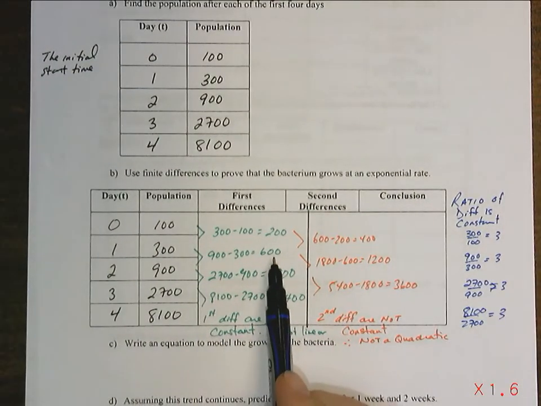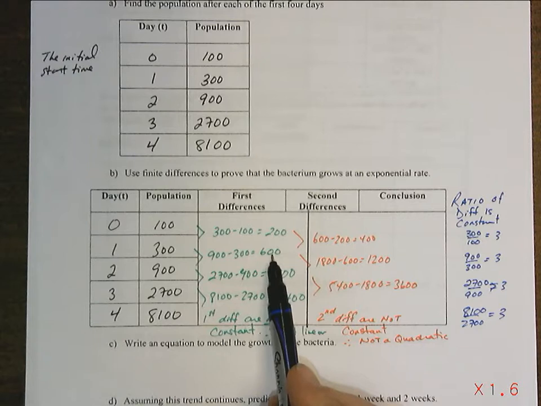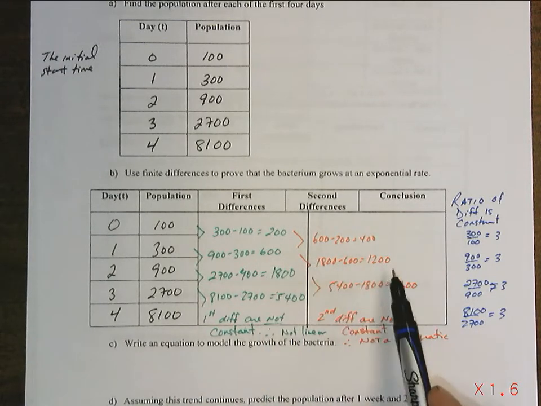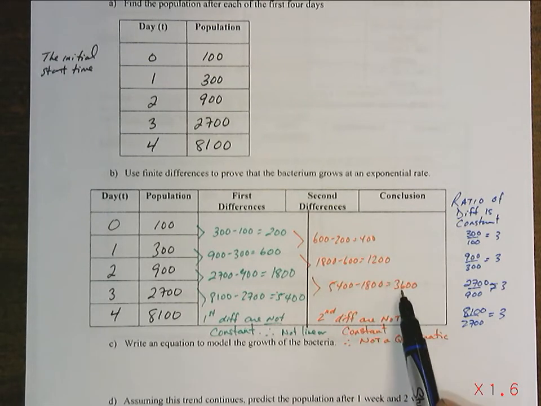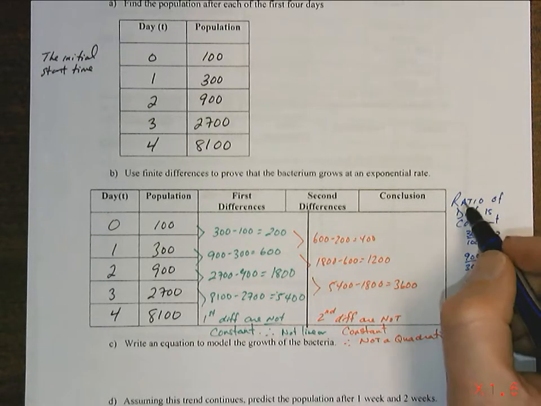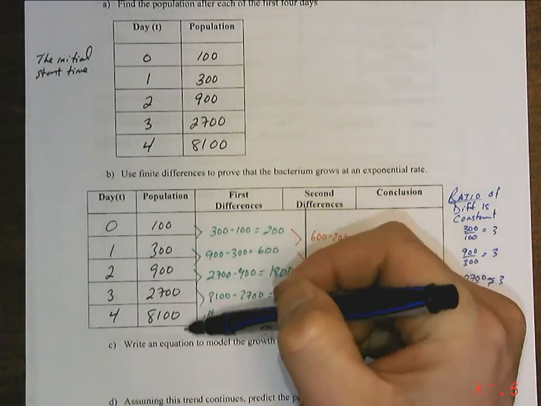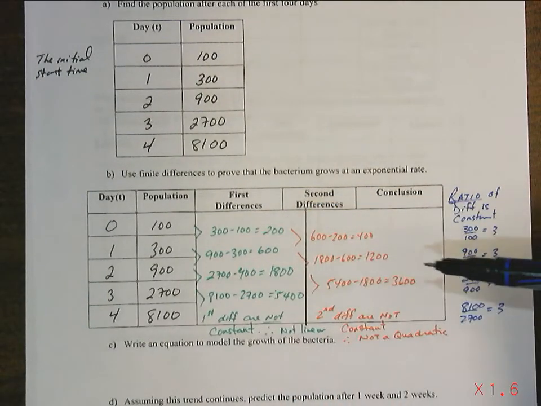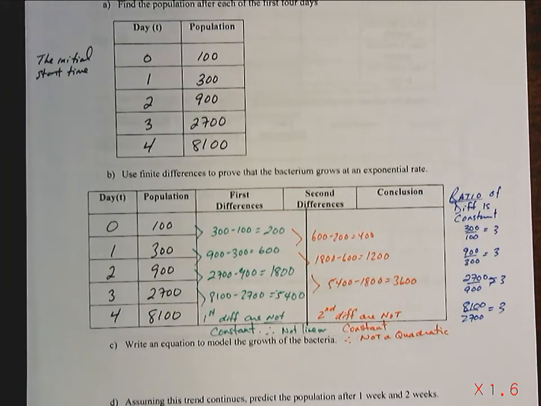Notice we could have done the same thing here. The ratio between 600 and 200, so 600 divided by 200, is 3. 1,800 divided by 600 is 3. 5,400 divided by 1,800 is 3. Same would happen here. 1,200 divided by 400 is 3. 3,600 divided by 1,200 is 3. So that ratio is staying constant, not only all the way down here between the first finite differences, but also between the second finite differences and also between our y values.